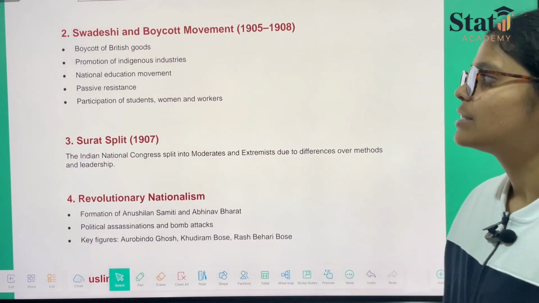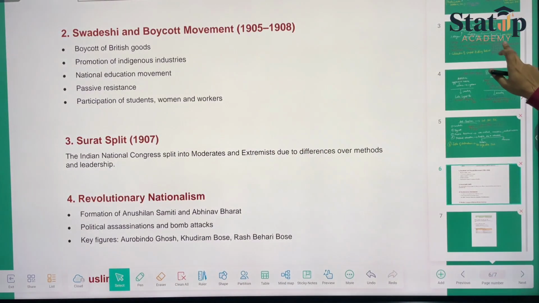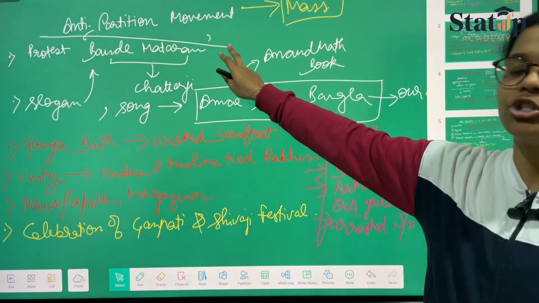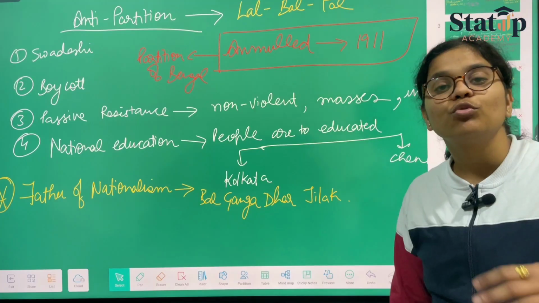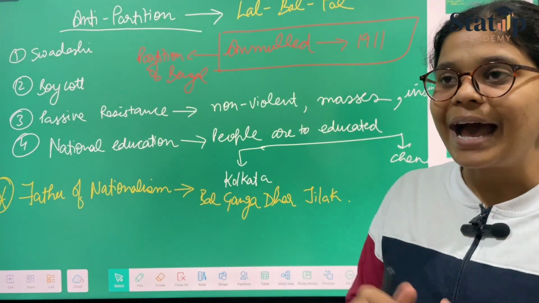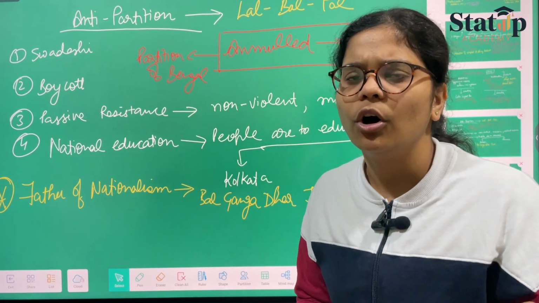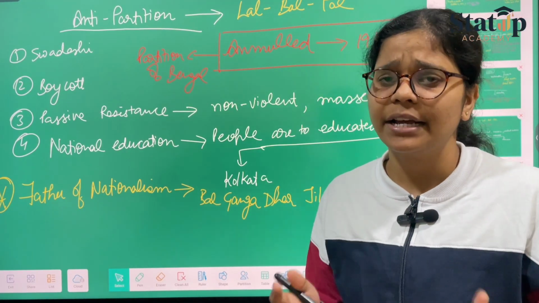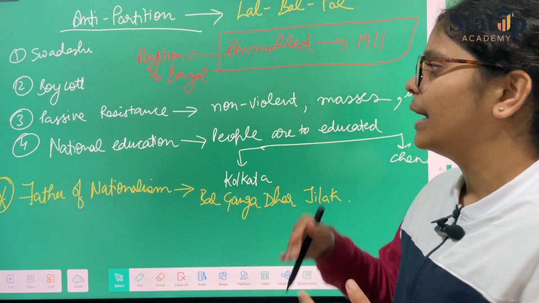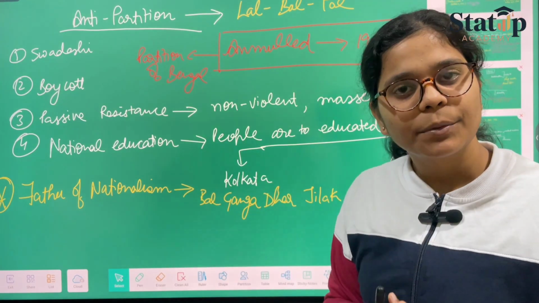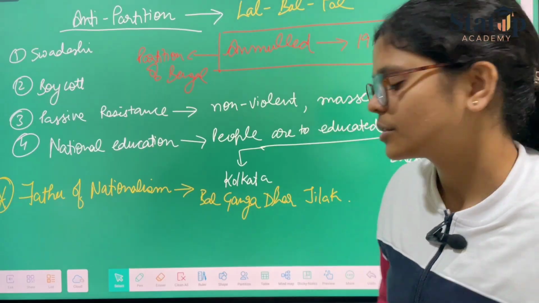National education movement was started, then the passive resistance and participation of students, women, and workers. As we have talked about, the anti-partition agitation is a mass movement. The main motto of Lal Bal Pal was to draw masses. Draw masses means they actually included people from all sectors, like the law sector, the farming and agriculture sector, the general sector, and all of the sectors were covered by these three, so that more people could relate and more of the masses could be taken in order to scare the Britishers.